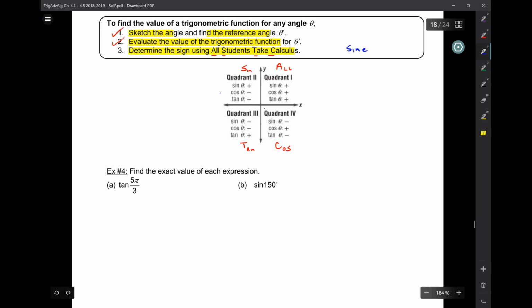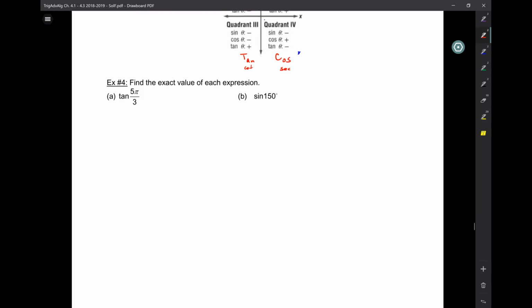That means if an angle is in quadrant 2 and you want the sine of the angle, it'll be positive. If you want cosine or tangent, negative. In quadrant 4, is sine positive or negative? Negative. Now, when we have sine, tangent, and cosine, that also counts for their buddies. So sine and cosecant, tangent and cotangent, cosine and secant. All right, but we remember all students take calculus. Okay, so let's apply all this. Let's apply it to this one.